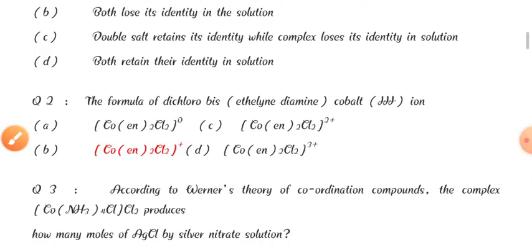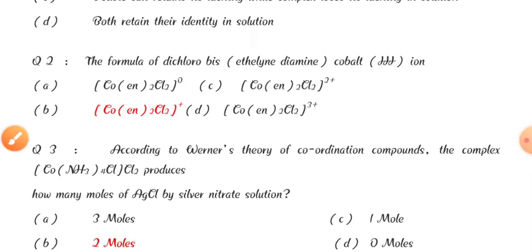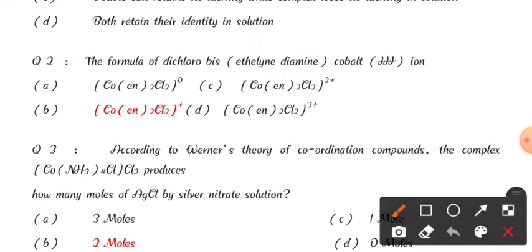Now question number 2. The formula of dichlorobis(ethylenediamine)cobalt(III) ion is... So friends, the formula of dichlorobis(ethylenediamine)cobalt(III) ion is... So option number B is the correct answer, friends.